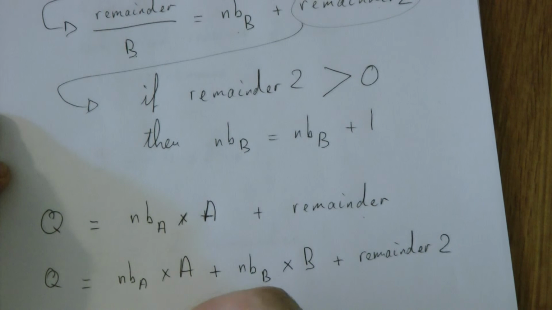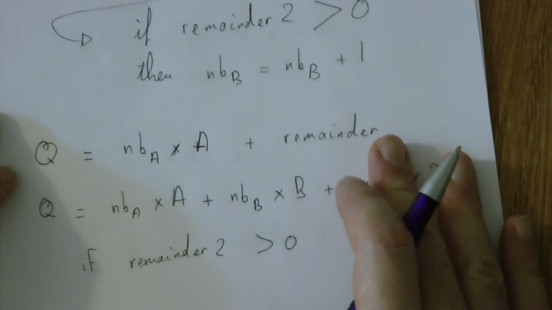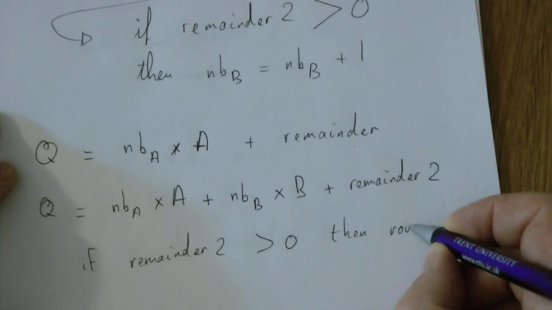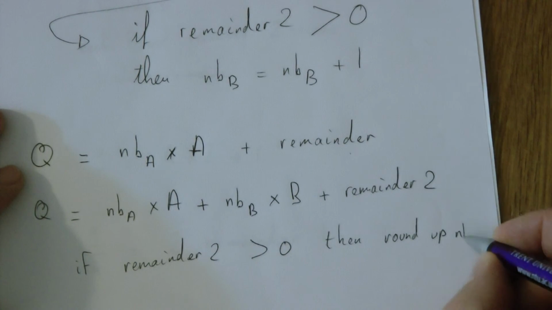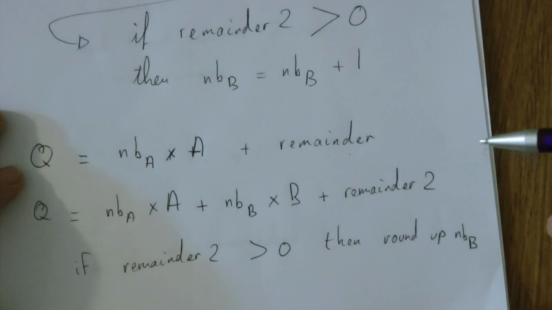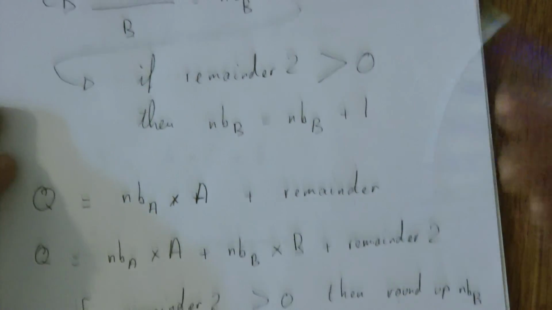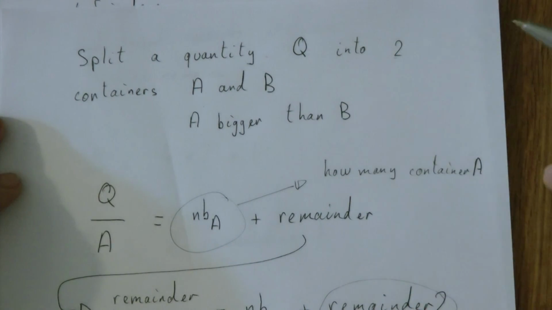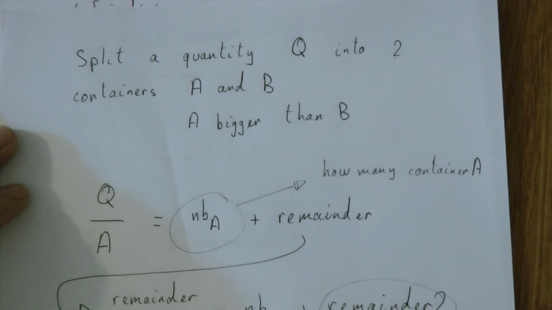If remainder 2 is more than 0, let me move this up, then we round up the number of container B. And this way, only using whole numbers, we can solve a problem where we are looking at splitting a quantity Q into two different containers, one bigger than the other one. I hope this will help you for your coursework.